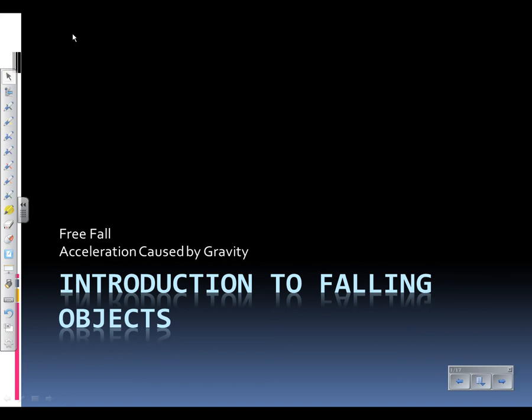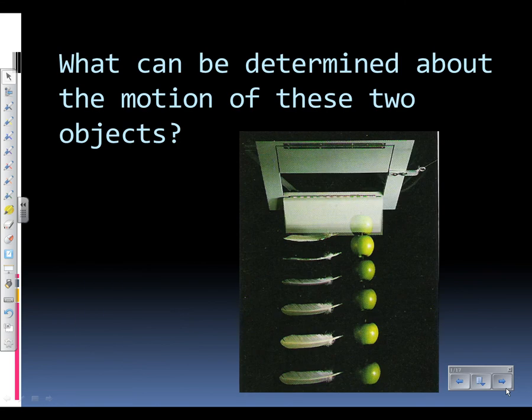So, recording has started. Today, we start talking about acceleration caused by gravity, introduction to falling objects. Our acceleration caused by gravity discussion begins with this picture.